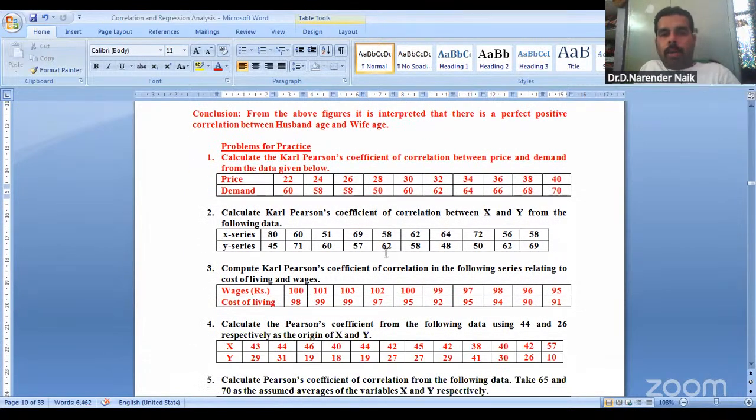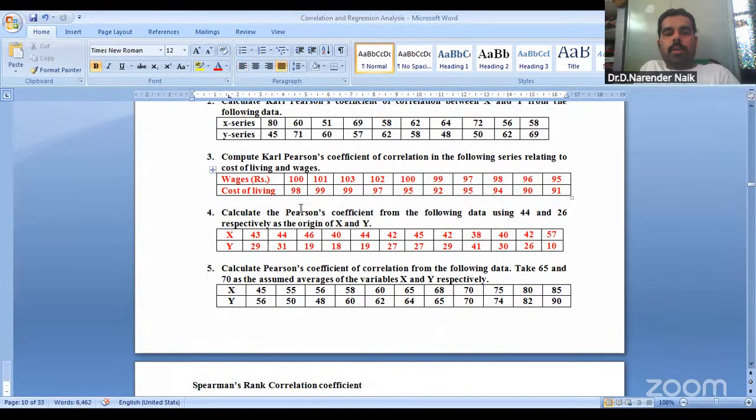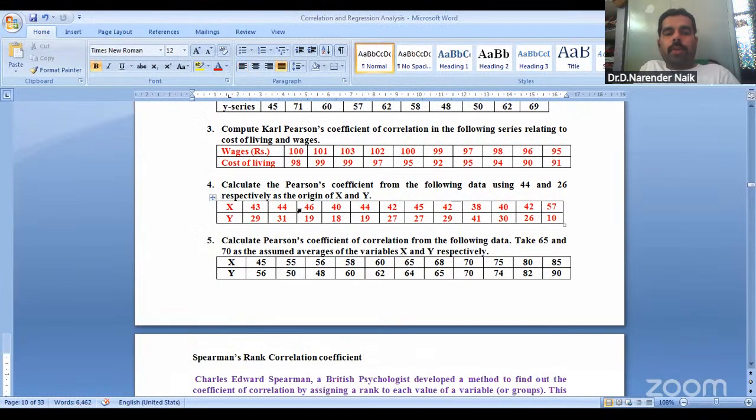Calculate the Karl Pearson's coefficient of correlation between price and demand from the data given below. Then the Karl Pearson's coefficient of correlation between x and y from the following data: x series, y series. Then compute Karl Pearson's coefficient of correlation in the following series relating to the cost of living and wages. Calculate the Pearson's coefficient from the following data using 44 and 26 respectively as the origin of x and y.